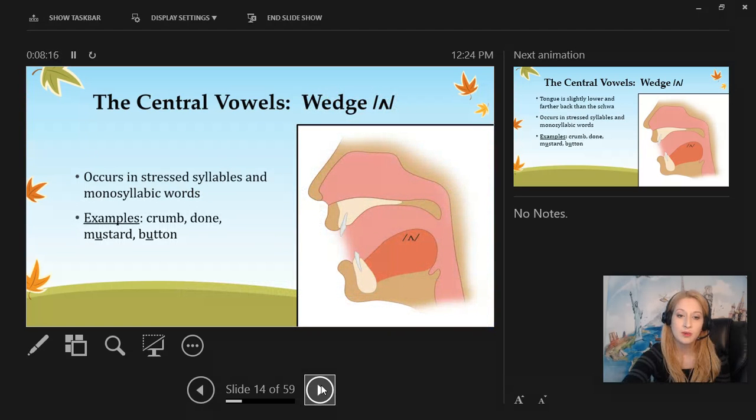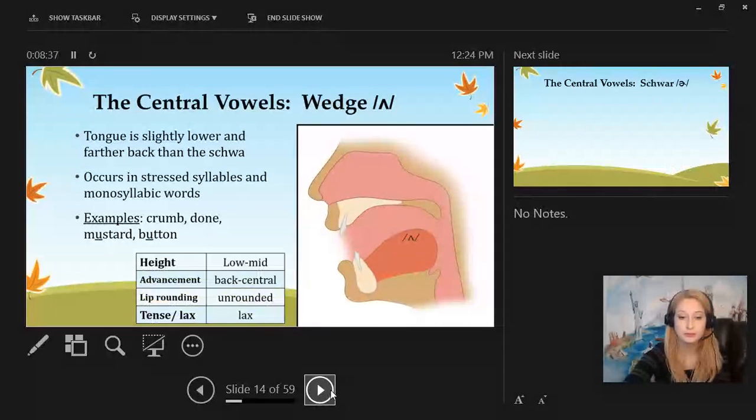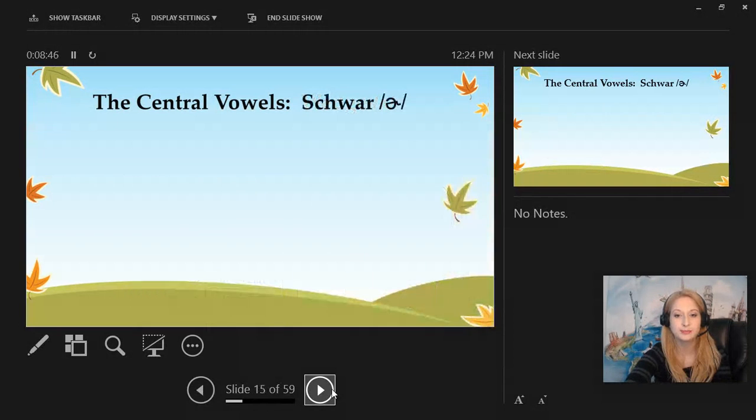And then we have the wedge, which makes a similar sound to the schwa, but the tongue is slightly lower and further back than with the schwa. It occurs in stressed syllables and monosyllabic words. For example, crumb, done, mustard, and button. The tongue is low mid, advancement is back central, the lips are unrounded, and this is a lax vowel.